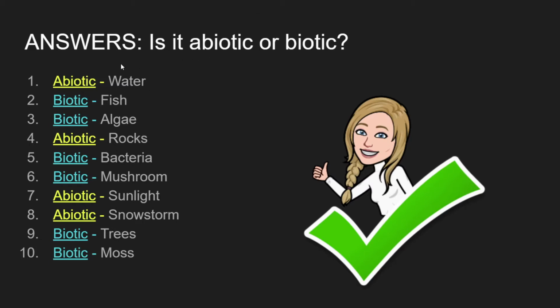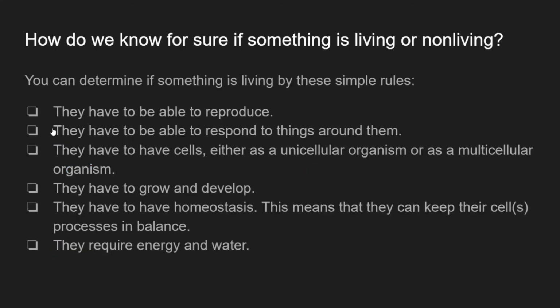Okay, so if you got some of these wrong, or you're kind of confused about how do we tell if something is living or non-living, abiotic or biotic, well, here are some rules to help you out. You can determine if something is living using these rules. They have to have the ability to reproduce. That means make more of themselves, like have babies or split and create daughter cells, whatever. They have to be able to respond to the things around them. So they have to be able to respond to their environment. Like plants grow up towards the sunlight, animals run away from predators, they're responding to the things around them.